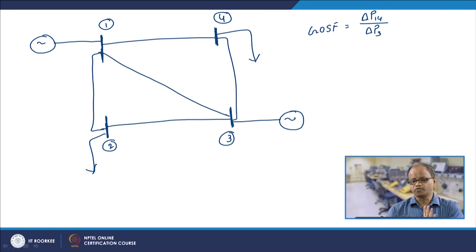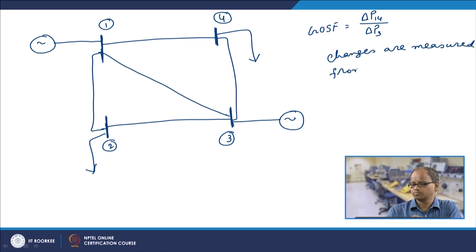Now, the question is from which reference this change would be measured. Whenever you are talking about any change, obviously that change has to be measured from some reference value. This particular reference value is essentially nothing but the pre-contingency steady state case. So these changes are measured from the pre-contingency steady state case.